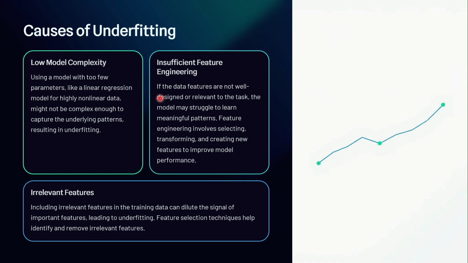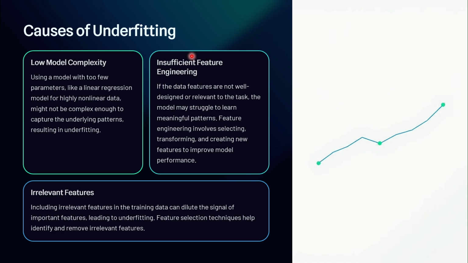Insufficient feature engineering. Feature engineering is all about transforming and creating new features to help the model learn better. If the data lacks important features or if the features are not helpful, the model might struggle to learn. Irrelevant features. Including too many irrelevant features in the training data can confuse the model and lead to underfitting. In this case, using feature selection techniques can help by removing unnecessary information.